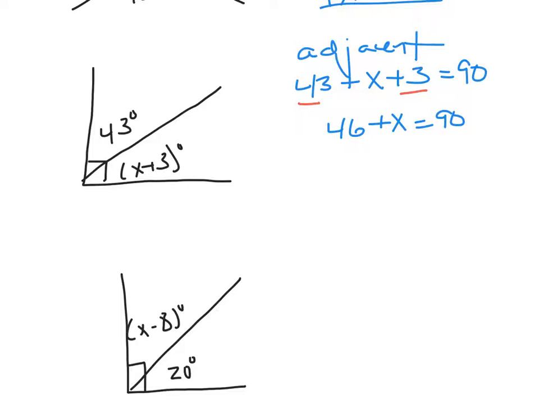And then I'm going to solve my one-step equation. So I'm going to subtract 46 from both sides. These will cancel and leave me with x is equal to 44.